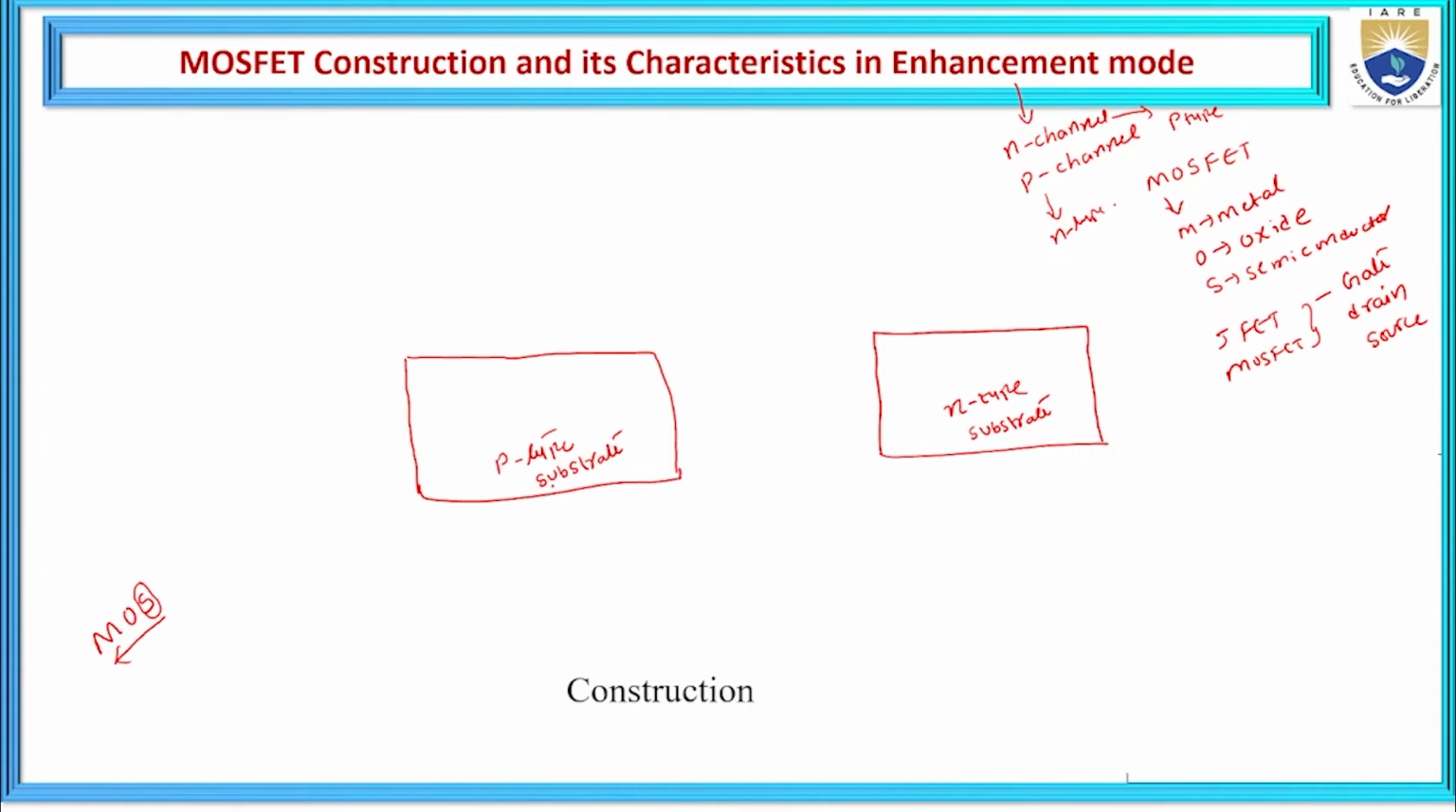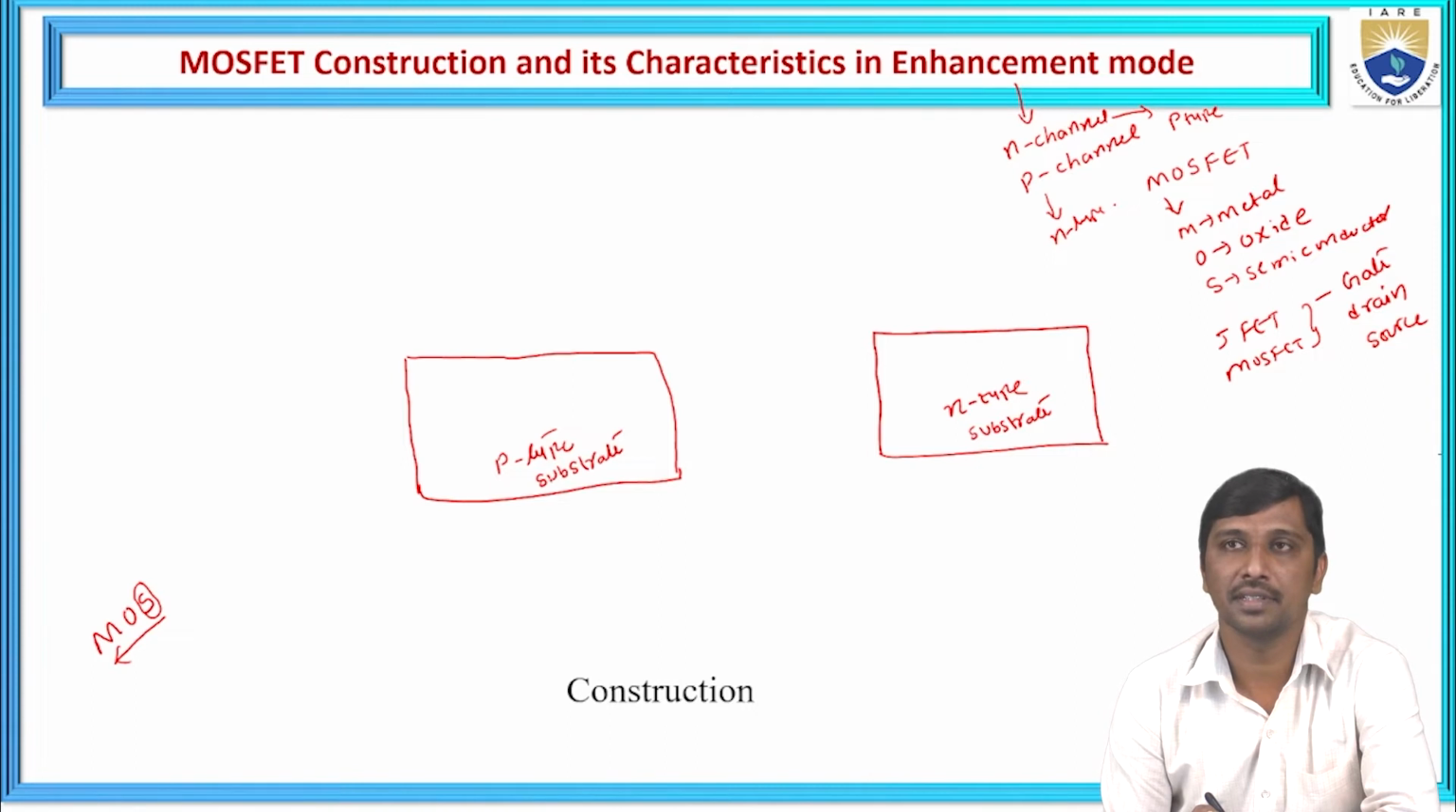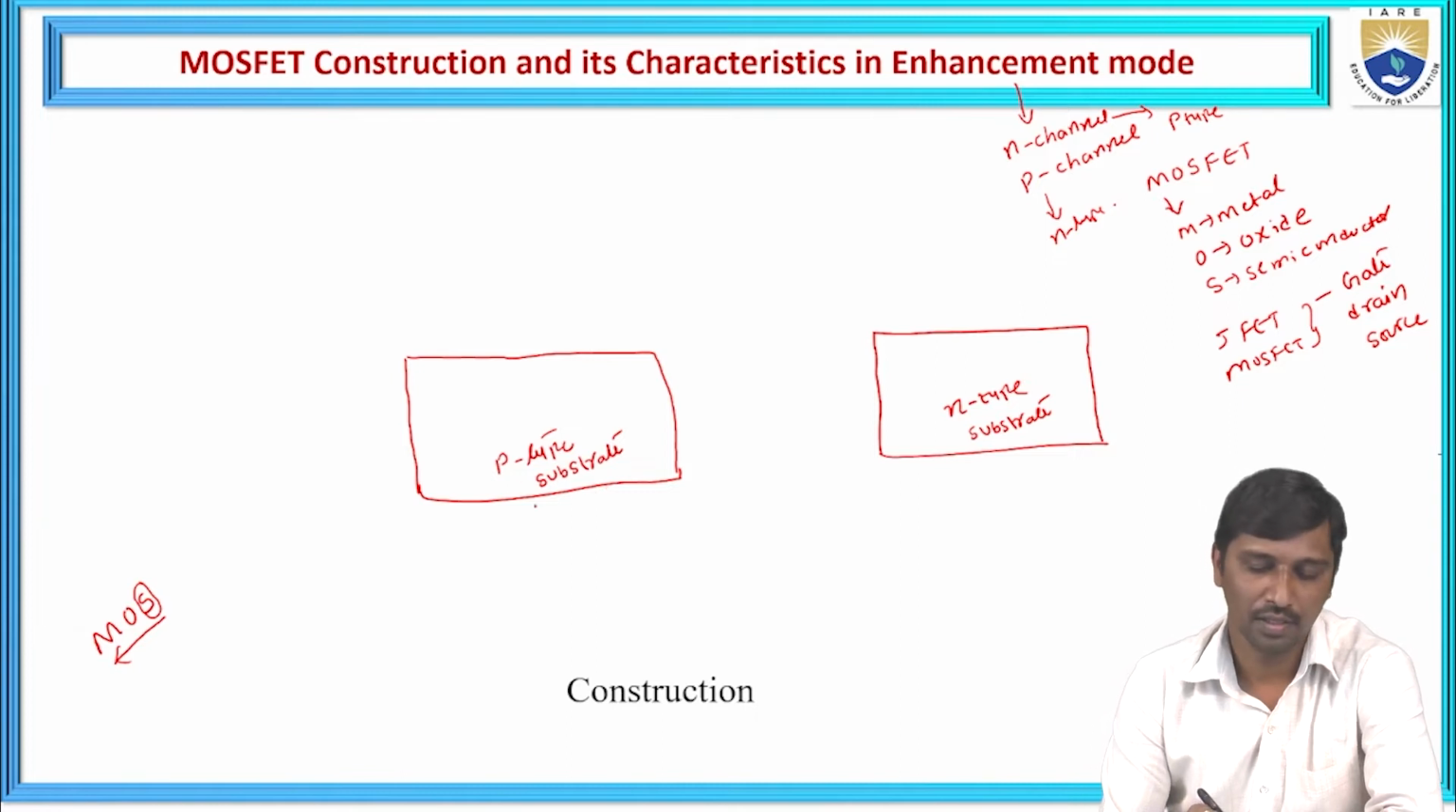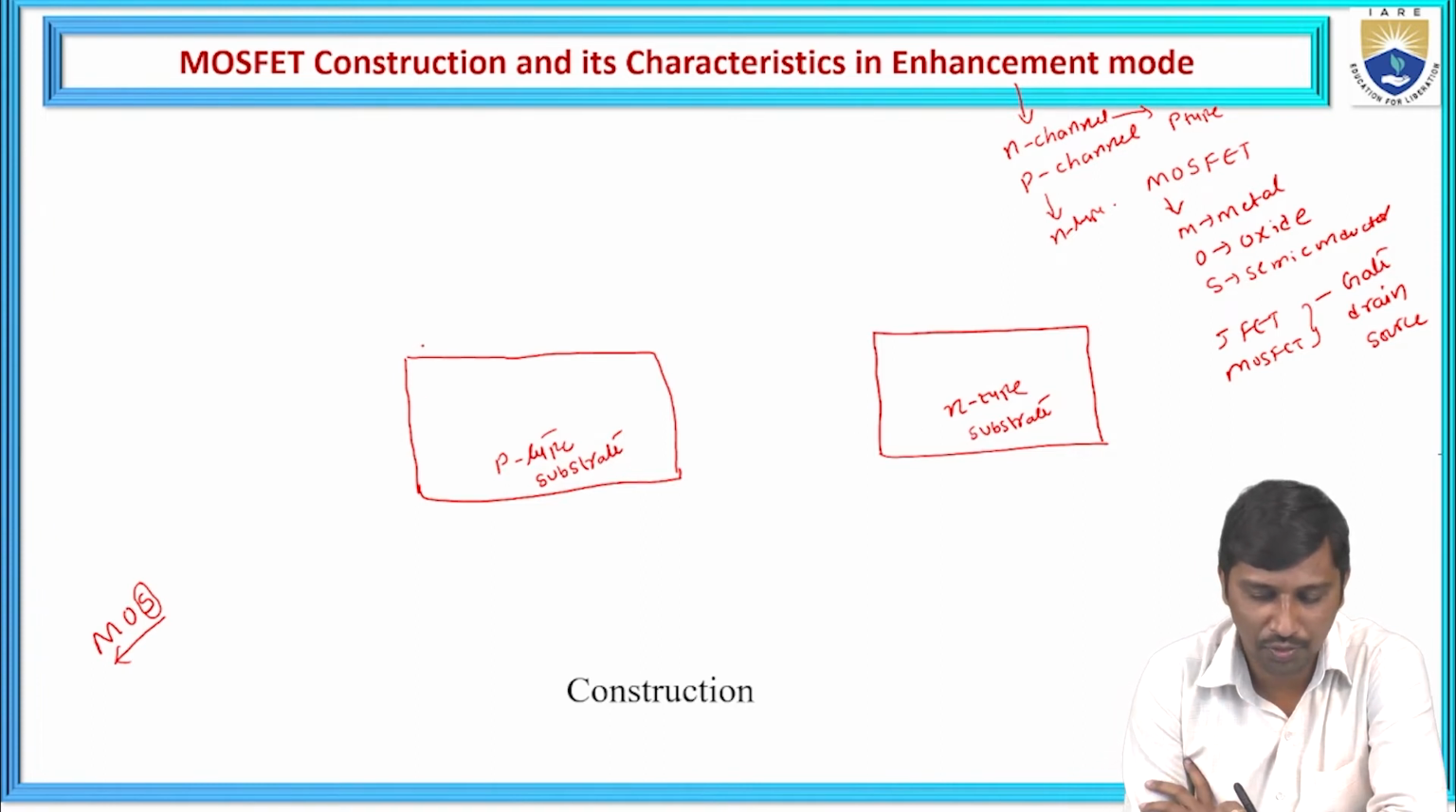This is the substrate, that is either a P-type substrate or an N-type substrate, based on the type of the enhancement mode. If it is a P-type substrate, it is for N-channel enhancement mode. If it is the P-channel enhancement mode, we need to choose the N. Then after that, we need to diffuse an opposite material into this substrate.